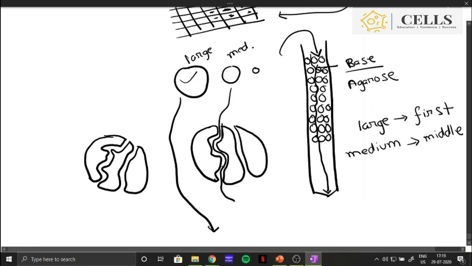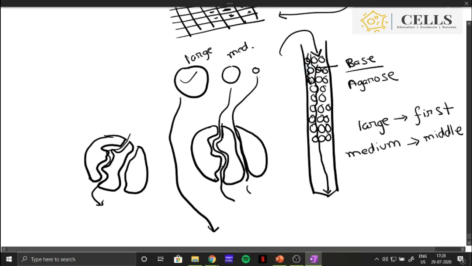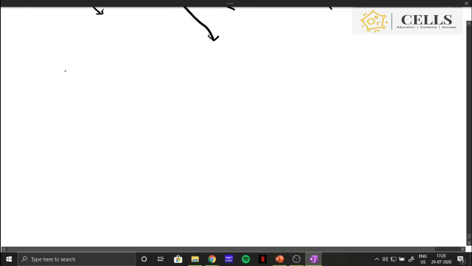Now you have the smallest proteins. They will enter each and every pore. They will enter this pore, and then they will enter another pore. The small ones will enter each and every small pore, so it will take a long time to come and get eluted. So the smaller protein will elute last. This is the fundamental basis of size exclusion chromatography.